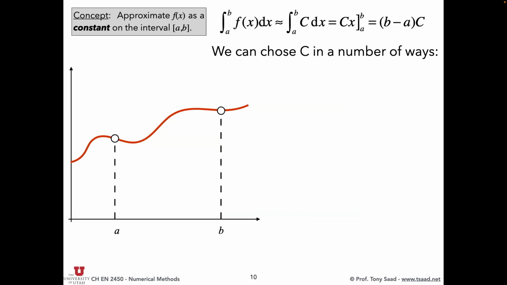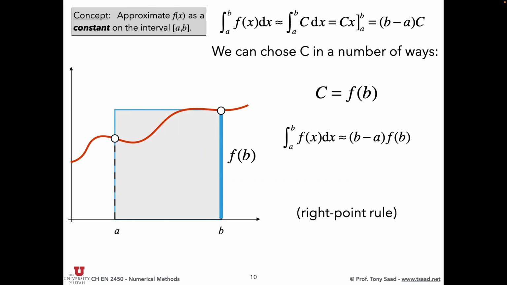You use f of b, right? So if you take f of b, this would be your approximation of the integral. In this case, one of them is underestimating the area under the curve, and this one is overestimating it because you're computing stuff up there. Okay. So in this case, the integral is b minus a times f of b.